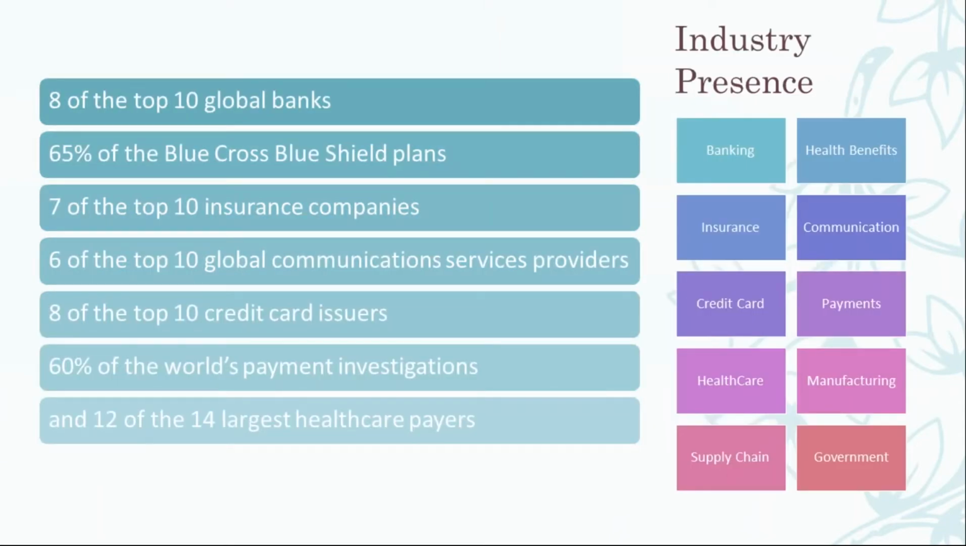They are present in every segment: banking, health, insurance, communication, credit cards, payment, healthcare, manufacturing, supply chain, government. Almost all the verticals present globally, they are present in that industry. And all the Fortune 500 companies are using Pega for their BPM or CRM segment.